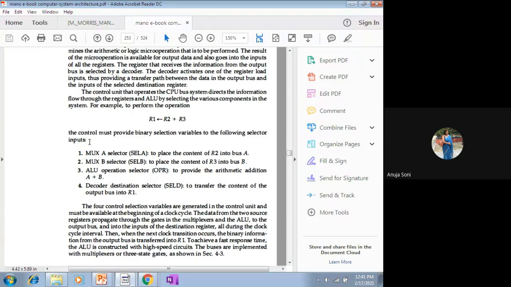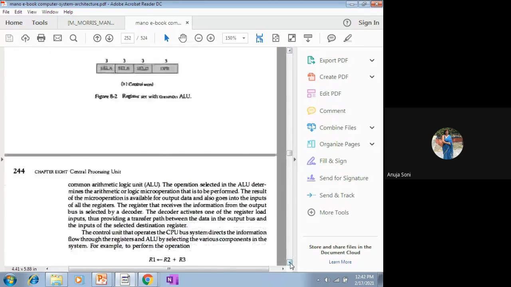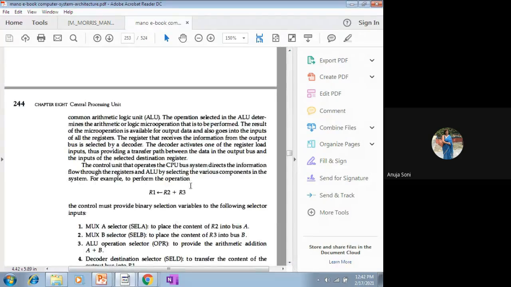First one, multiplexer A. What will it do? Select A, what will it do? It will place the content of R2, the value of R2, on bus A. What has to be done as per this given expression? The content of R2 has to be added to the content of R3. Ultimately, the result has to be transferred to R1.